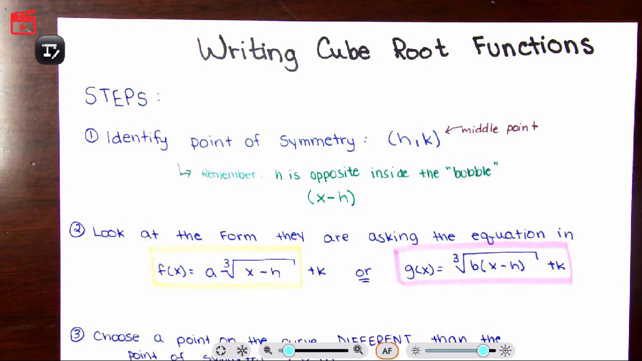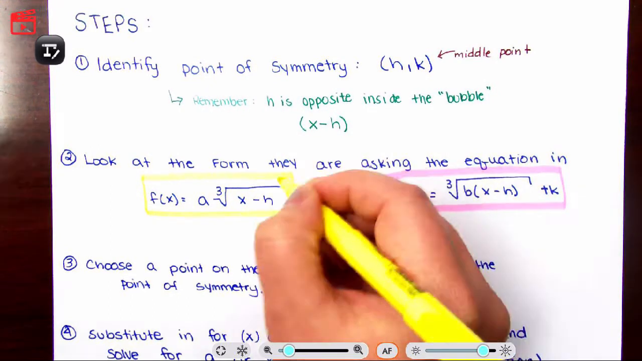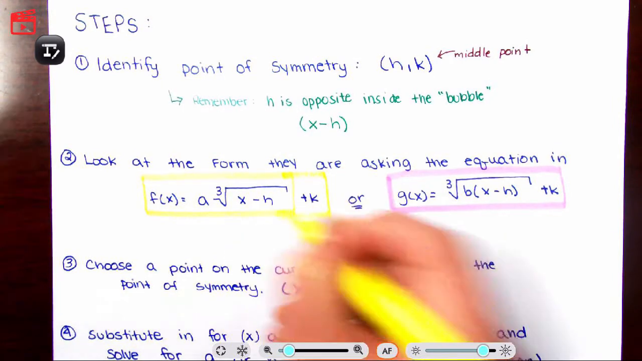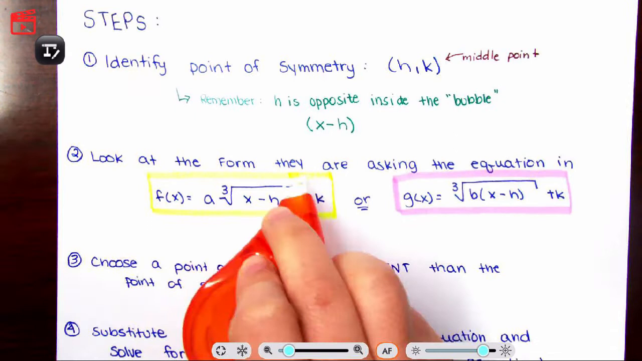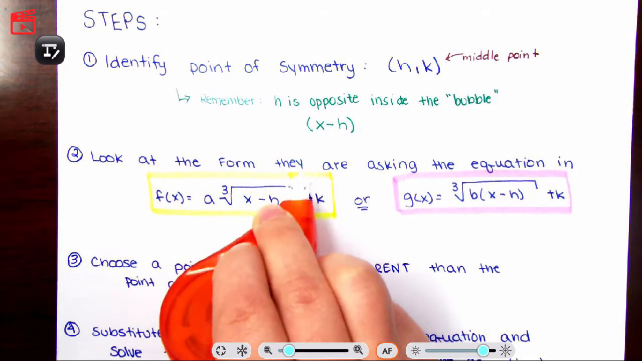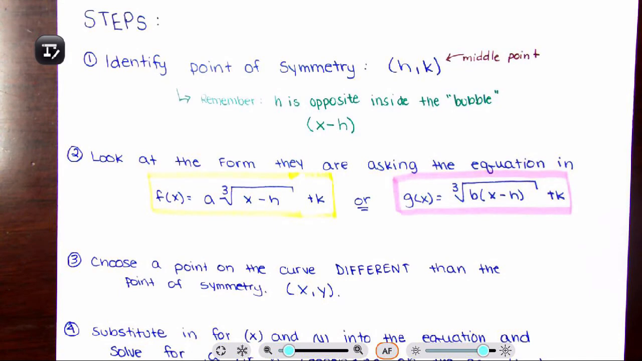Step number 2 is look at the form they are asking the equation in. So this is the difference that we have against cubic functions. So we are going to be asked to do 2 different forms. Oh, did you guys notice that? This plus k belongs inside the bubble. So let's put that inside our yellow bubble. And my OCD is kicking in, so I'm going to get rid of this line right here. There it goes. So this plus k is attached to the cube root of x minus h.